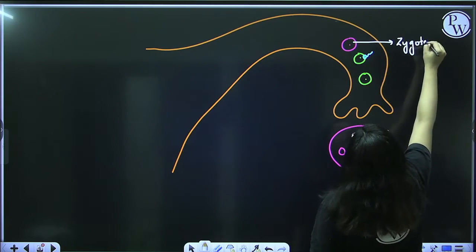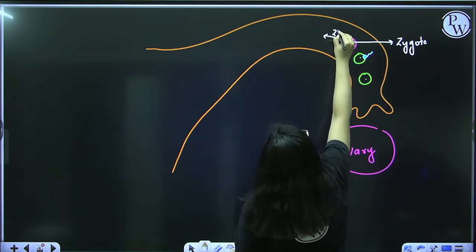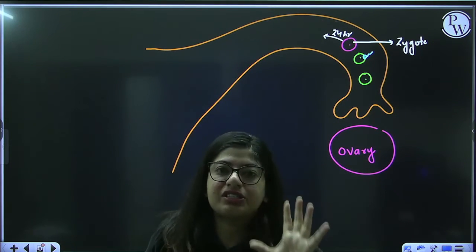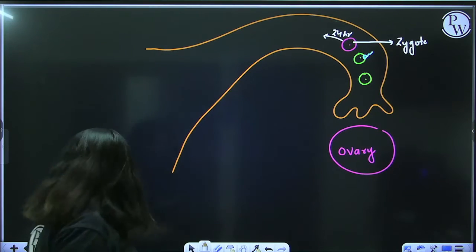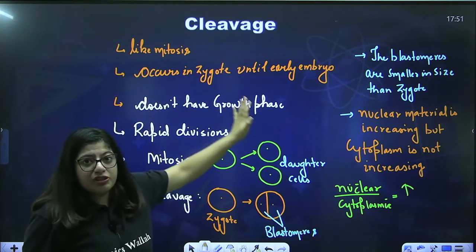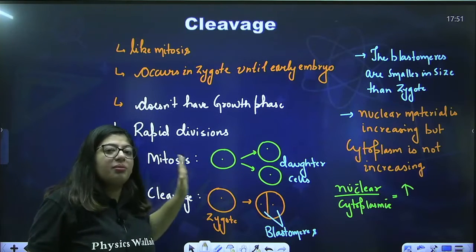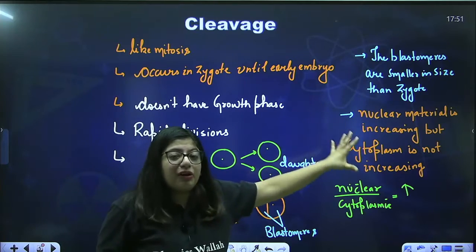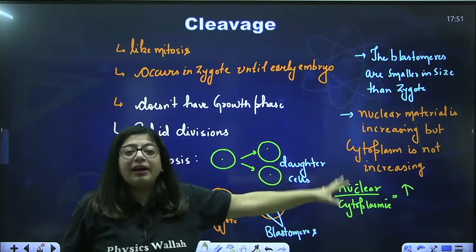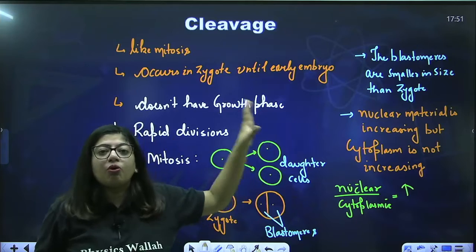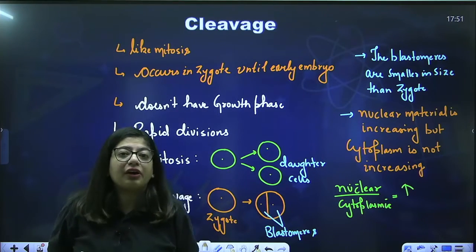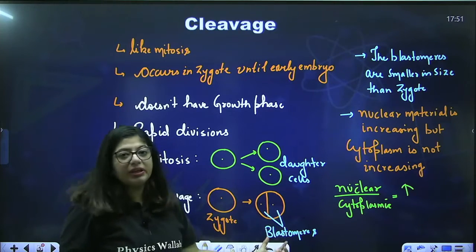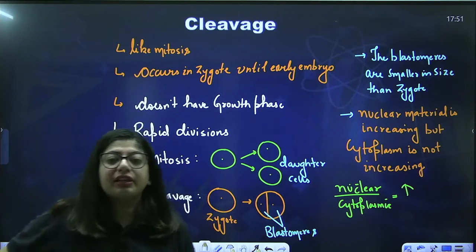After 24 hours of fertilization, the cleavage starts, right? So what is cleavage? These are rapid mitotic divisions where the cell number increases, but there is no growth phase, so there is not a lot of cytoplasm. Whenever the cells divide, they will have less cytoplasm but more nucleus. As a result, the blastomeres will be smaller in size compared to daughter cells of mitosis.